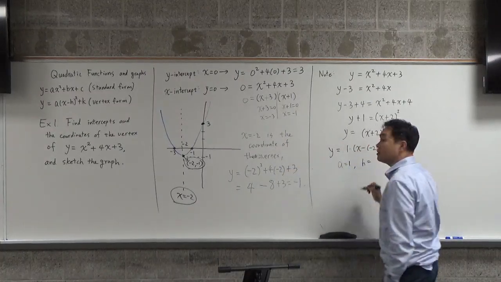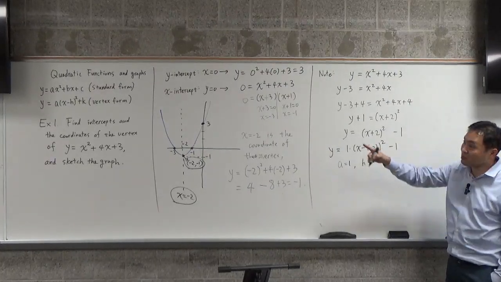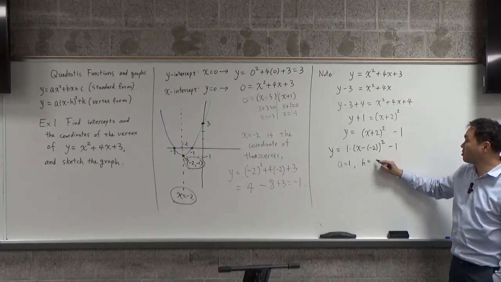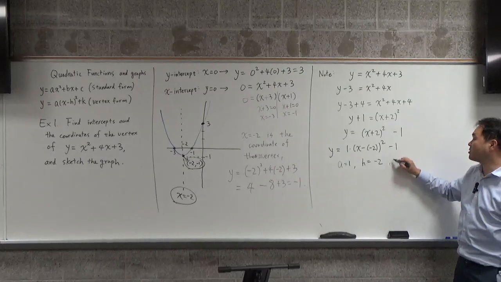What's h? h is negative 2. x minus h, that's what that says, right? And in place of h, you have negative 2. So h is negative 2. And then what's k? k is negative 1.